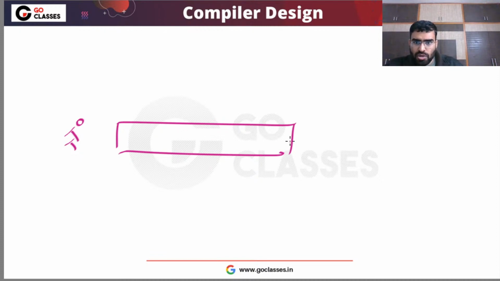Basically this is my question. What are the available expressions here? What expressions are available here? Can anyone tell me? You are here. In this program you are here. This is your point n. So what expressions are available?